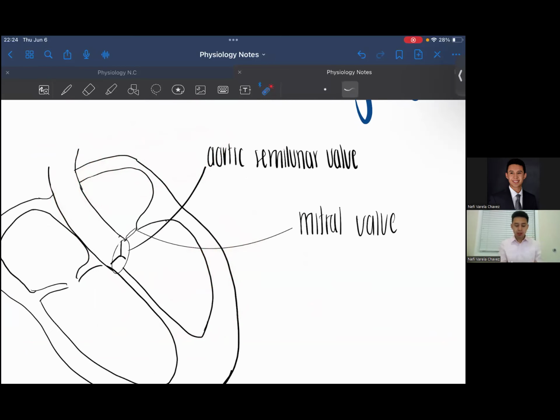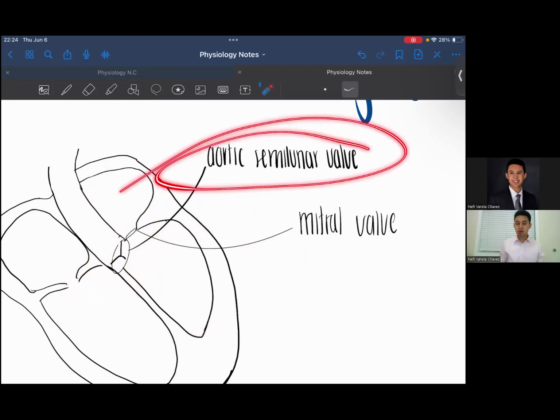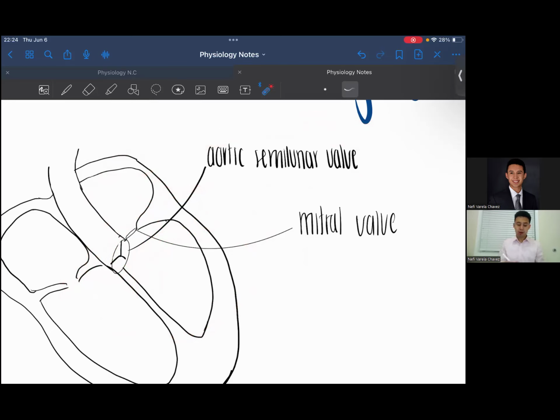Between the atrium and the ventricle, we'll have this structure named mitral valve, okay? And between the ventricle and the aorta, we're gonna have the aortic semilunar valve. Our goal with the cardiac cycle is to take blood from the atrium to the ventricle, and from the ventricle to the aorta, so that it can go to the rest of our body, okay?